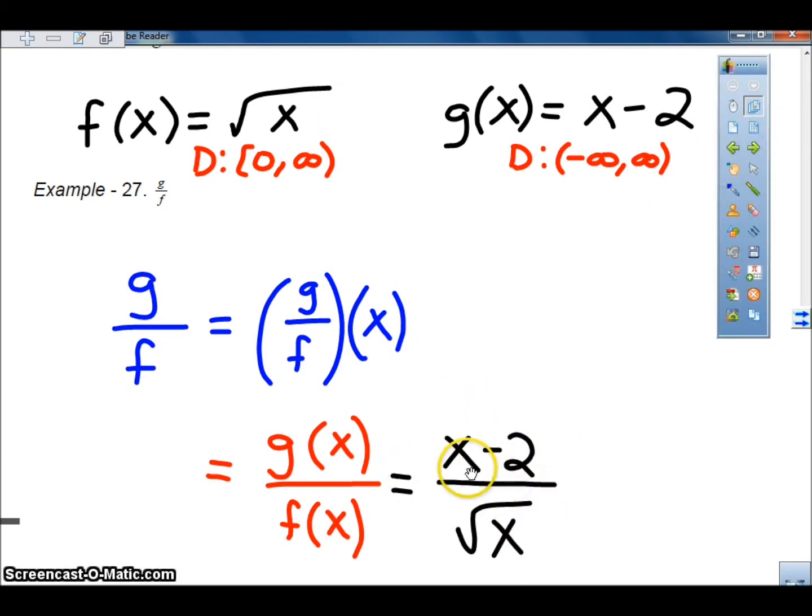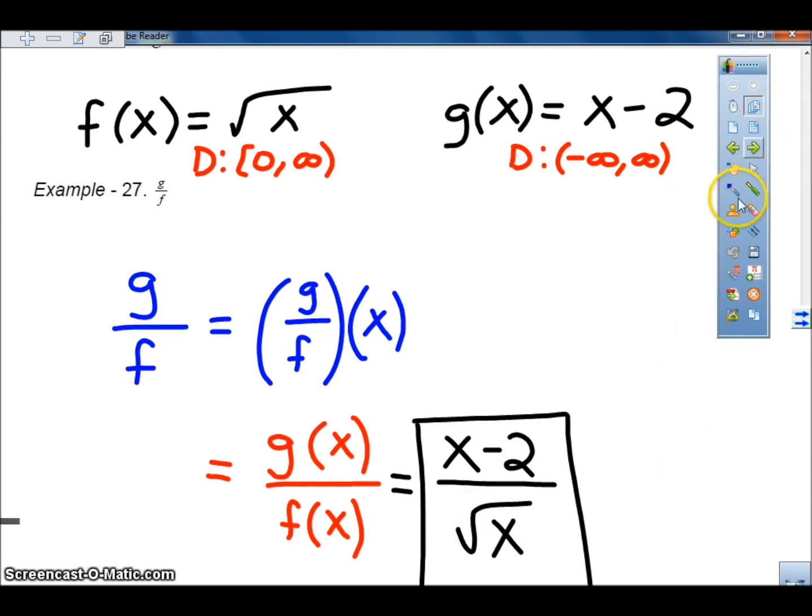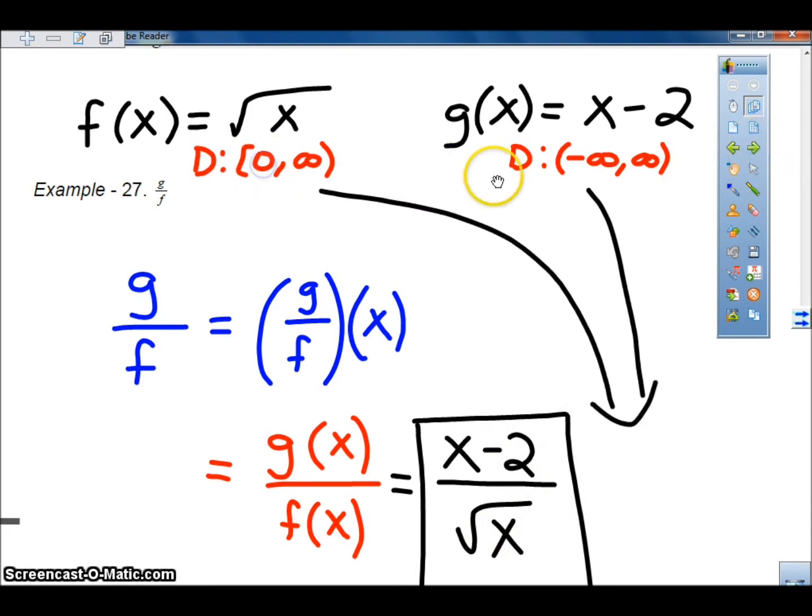And again, there's really not much we can do here to simplify. You could rationalize the denominator, but for the purposes of this exercise, it's okay to just leave the square root in the denominator. Right? And so that's our final answer. That's what g over f is equal to. Now let's find the domain of this new function we've just created. To do that, we want to find the overlap of the domains of the original two functions.